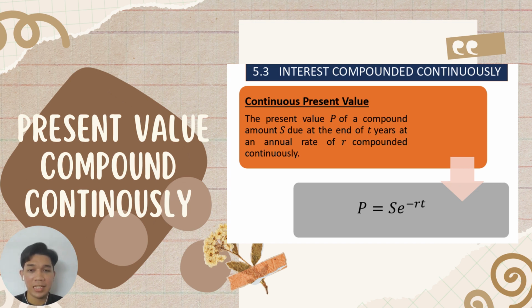Okay, next is present value compound continuously. The definition is the present value P of a compound amount S due at the end of T years at an annual rate of R compounded continuously. Okay, the formula for this is P equals S e to the power of negative RT.